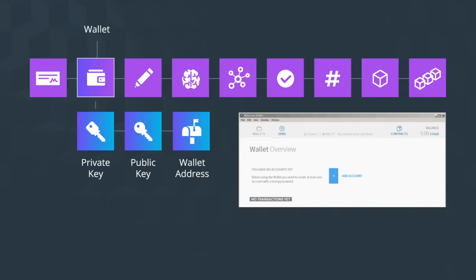Next, the wallet, which contains a wallet address. The wallet address is like an email address that you share with others should you want them to send you cryptocurrencies like Bitcoin, Ethereum, and many more. Users send transactions to one another using wallet addresses.